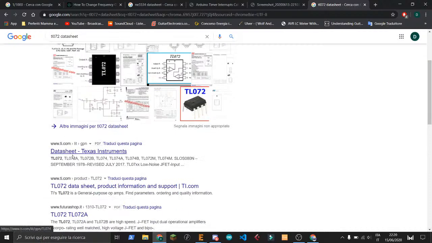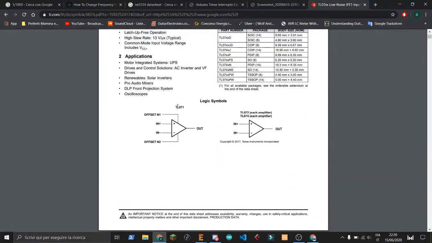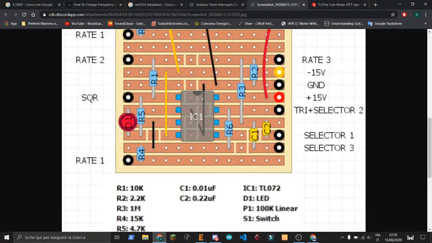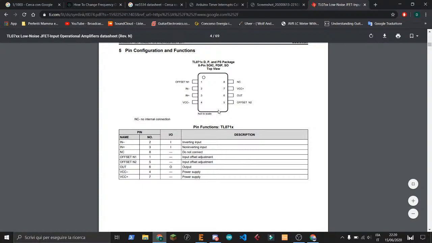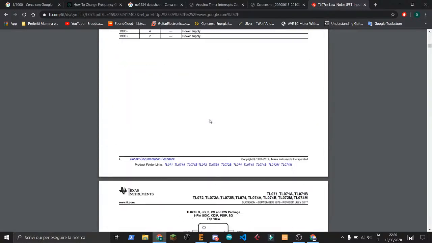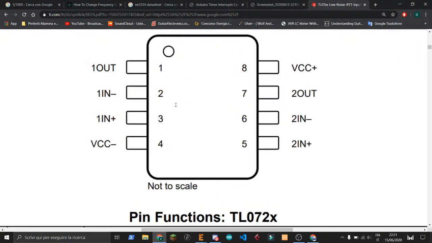We need to take the datasheet of the TL072, and we can take a look at the pinout. Let me see. Offset and one, and in minus, let me see. No, this is TL071, not 072. So I need to scroll down. Here it is. Okay. So here's the thing.